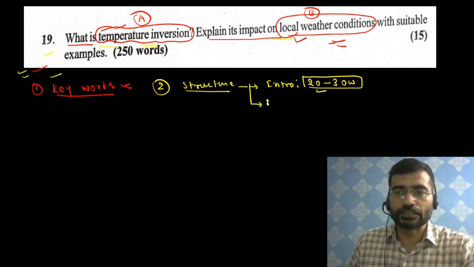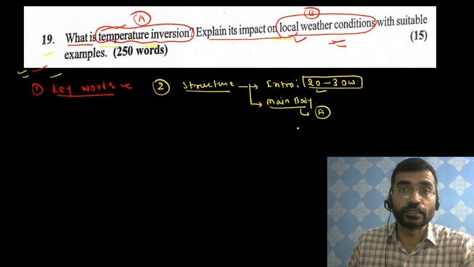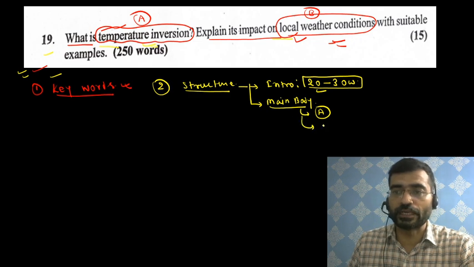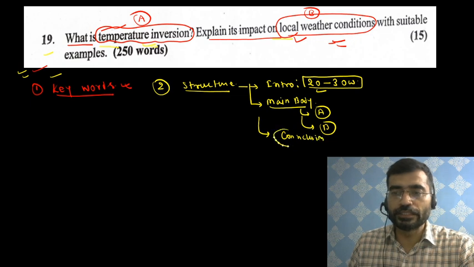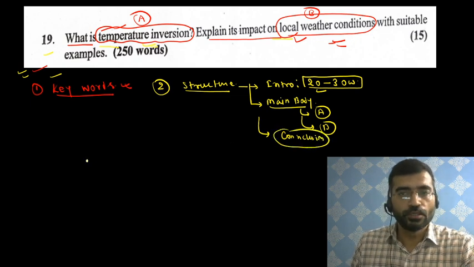Thereafter, there will be the main body of the answer. The main body will involve two dimensions mainly. The first part is the theoretical dimension of temperature inversion, and the second part will be the influence, and finally you need to write the conclusion. So let us start all the details one by one with this question.